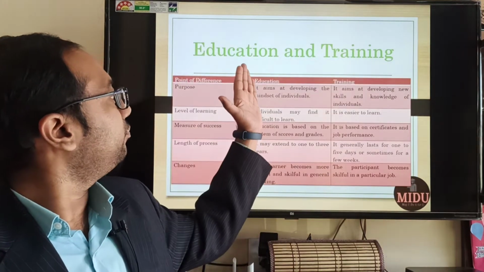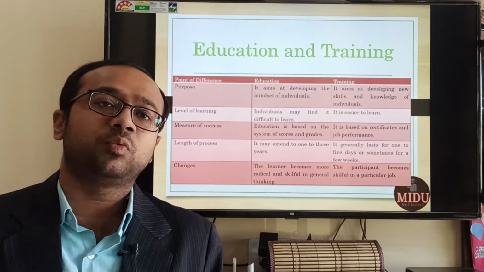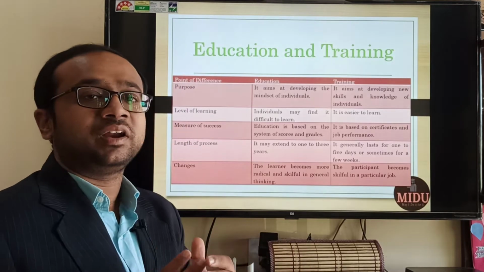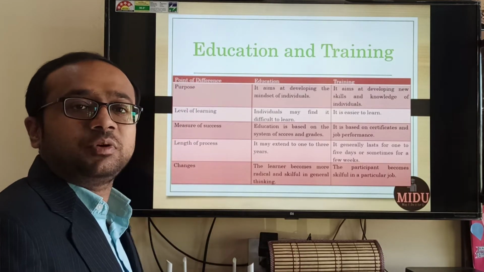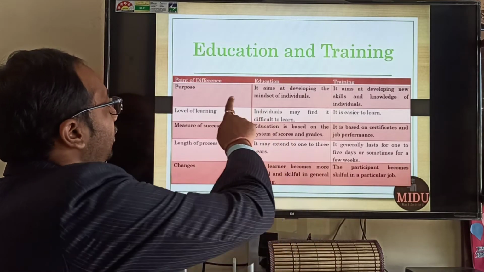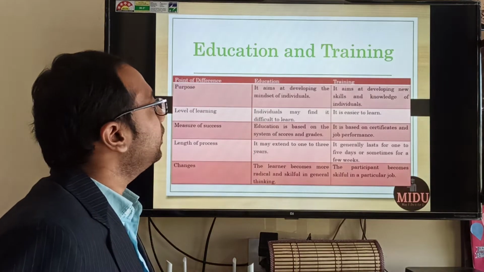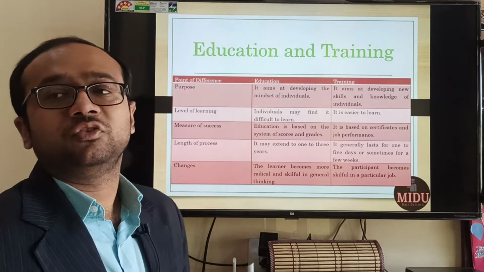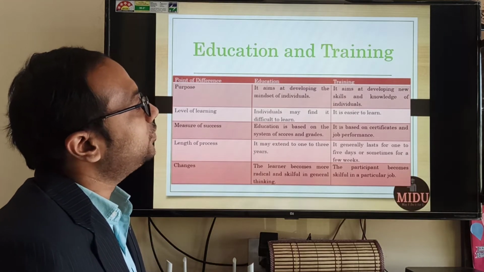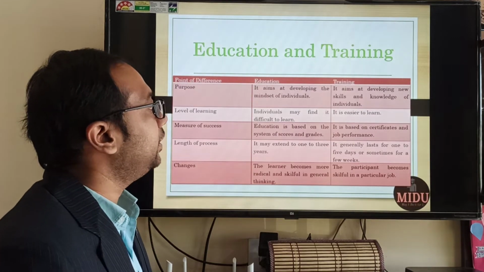Let us have a distinction between education and training. From childhood we are hearing this word about education and also training, but there are some very distinct differences, a clear demarcation between the two. Let us discuss what they are. The first point of difference is the basis of purpose. For education, the main purpose is developing the mindset of individuals. We want to develop their overall mindset. Whereas training aims at developing new skills and knowledge of individuals. New skills and knowledge are to be developed.